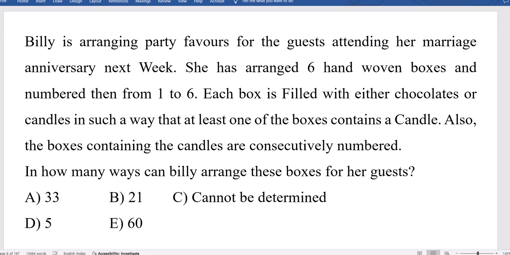But the condition is that at least one of the boxes contains a candle. Now, there is one more condition, please understand. The candles are consecutively numbered. Suppose one candle, okay. If I want to go for three candles, then I have to go for first, second, third box, or second, third, fourth box. You have to understand that line.